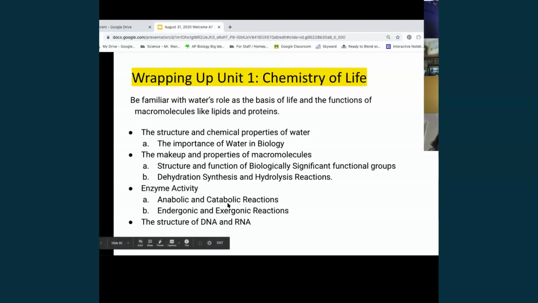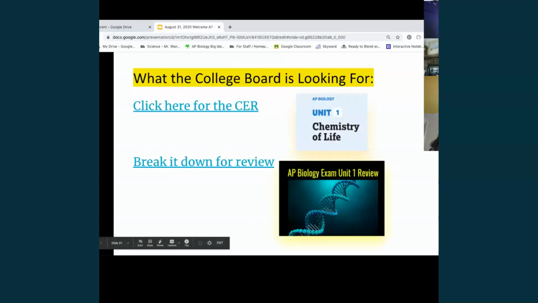Anabolic is building, catabolic is breaking down. Endergonic is taking in energy, and exergonic is putting out energy. But like I said, I'm going to hit that after we do our macromolecules test. And then we have to talk about structures of DNA and RNA, which you're pretty familiar with.